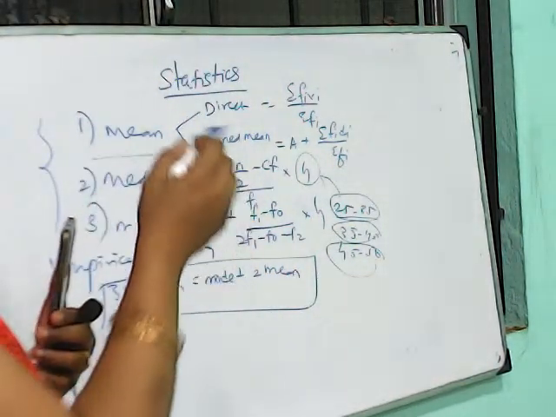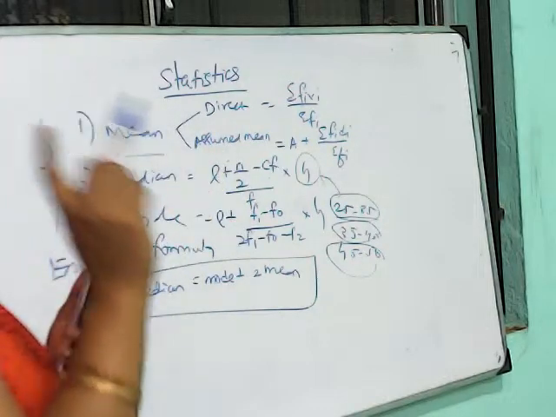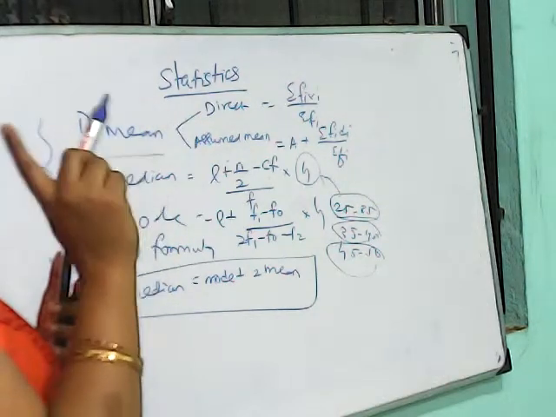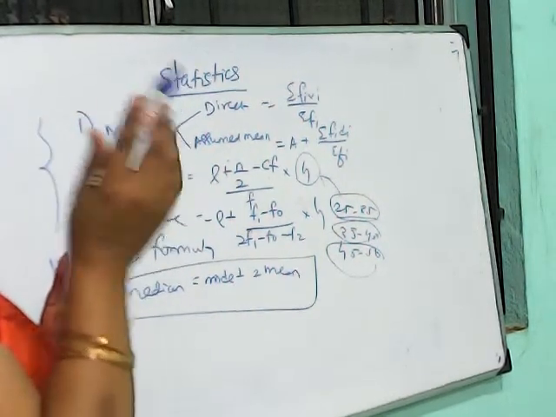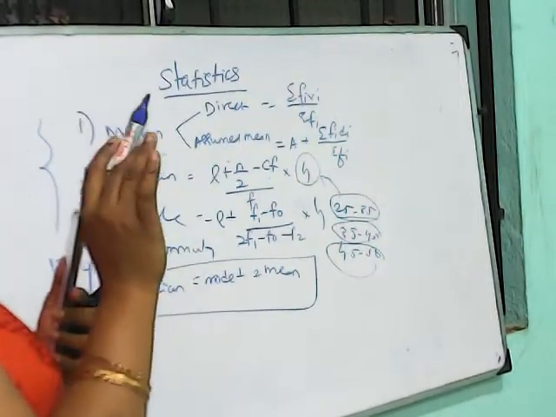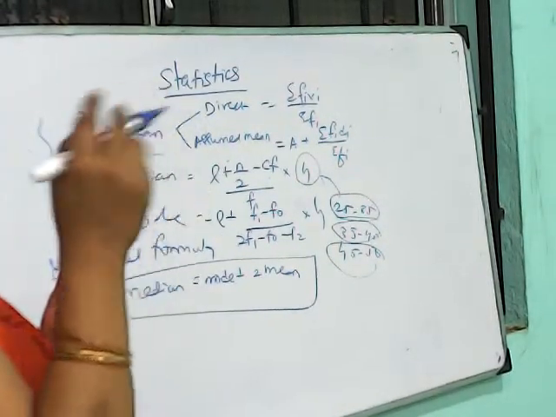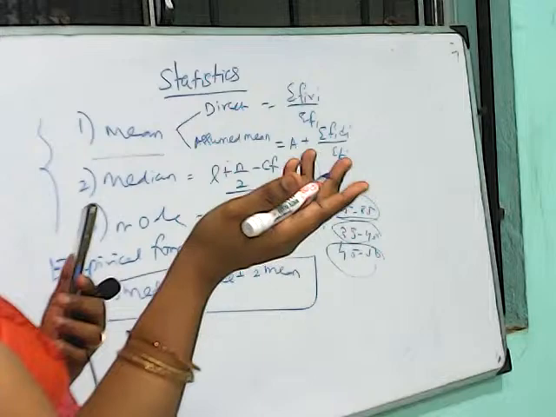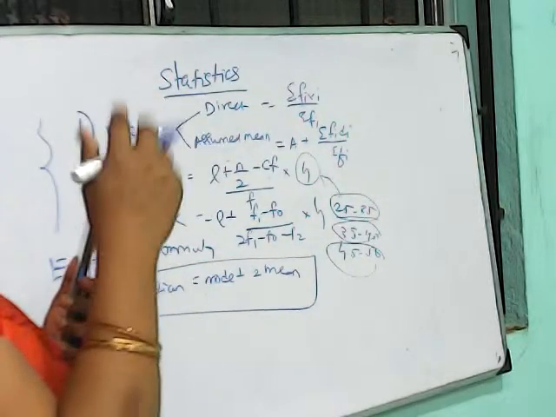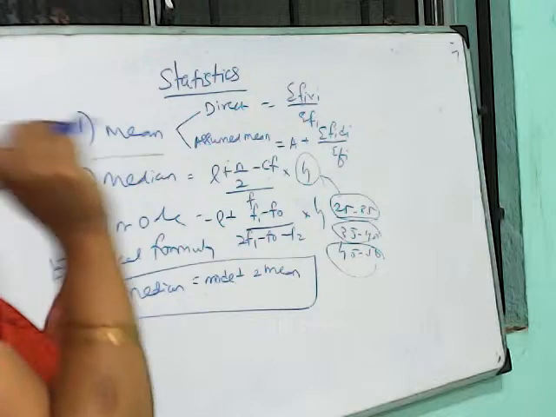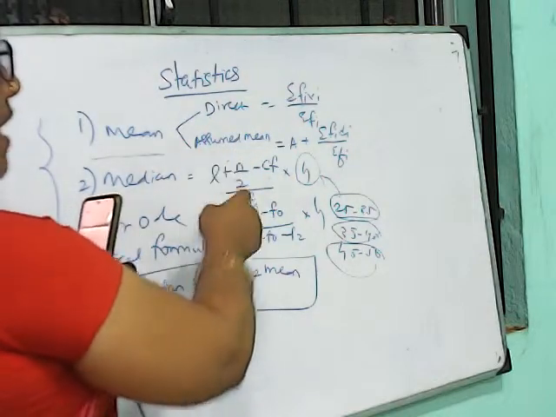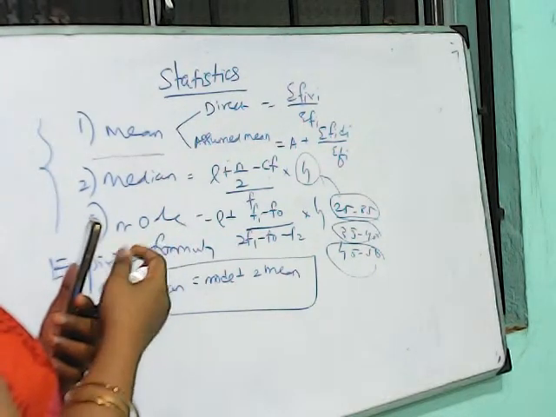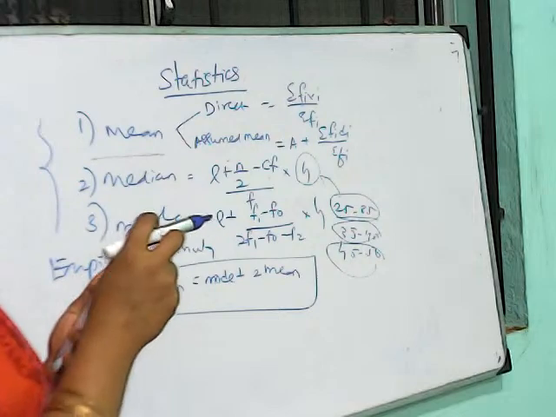Got it? Before finding H, first you have to check whether the class interval is continuous or not. If it is not continuous, you have to make it continuous by adding or subtracting 0.5. Subtract from one and add to the next; by adding and subtracting 0.5 you can make the interval continuous. Only if it is continuous can you use these formulas. If it is not continuous, you cannot use this formula. Got it? Understood? Okay.